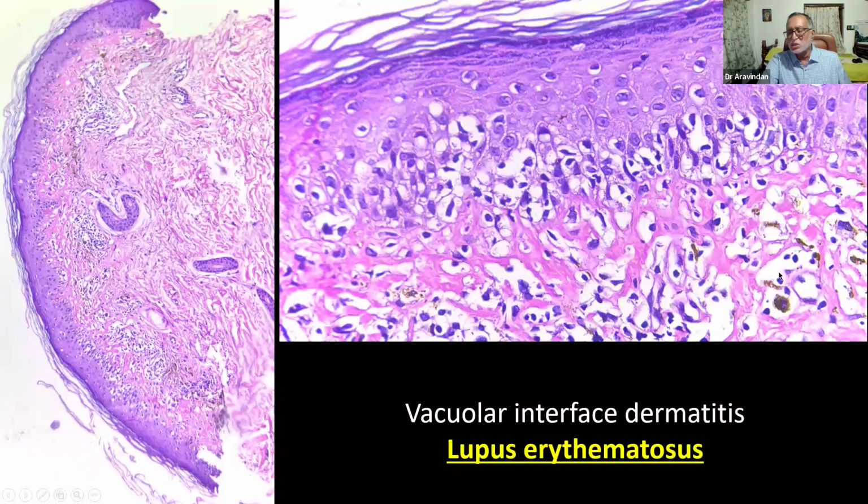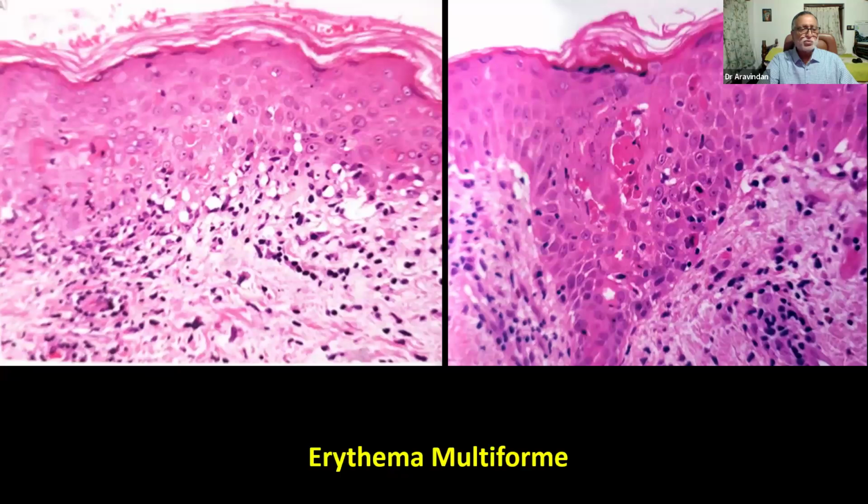And of course, in such cases, clinical history is also important. You have to test for lupus. And frequently, this is acute or subacute. Lupus erythematosus can present in this manner.